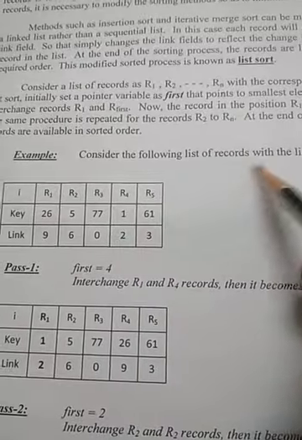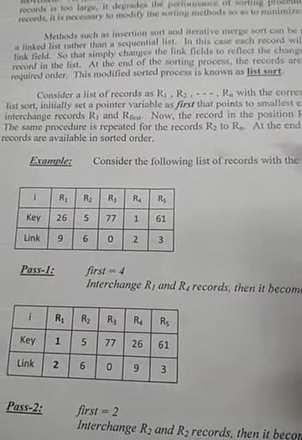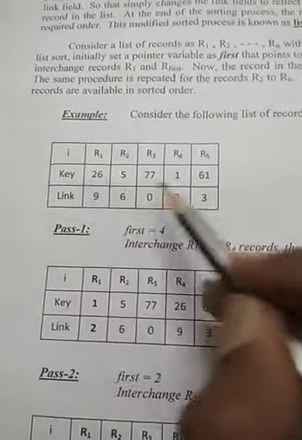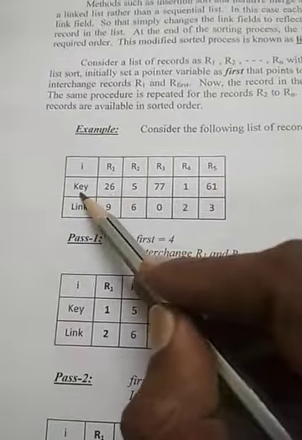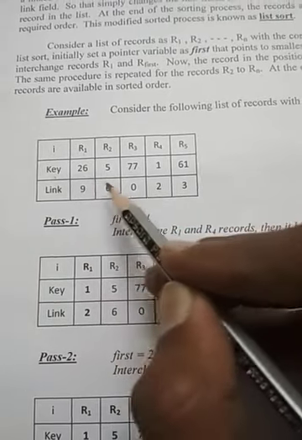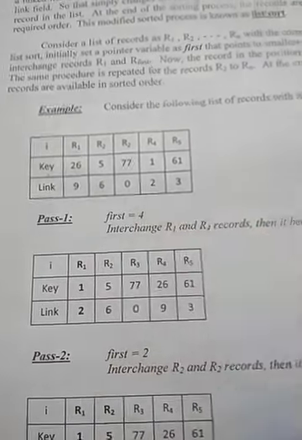Consider the following list of records with link fields as an example. Here we consider 5 links or 5 nodes in a linked list named from R1 through R5. The data items or keys are 26, 5, 77, 1 and 61. And the addresses of these data items are 9, 6, 0, 2 and 3. These are the link fields I am talking about.